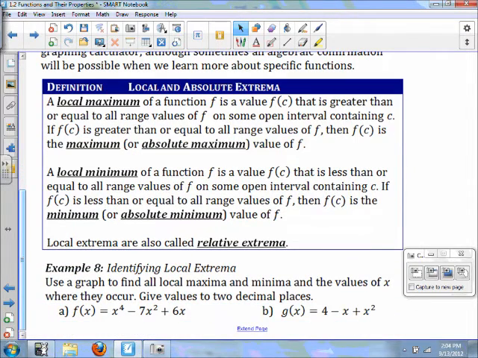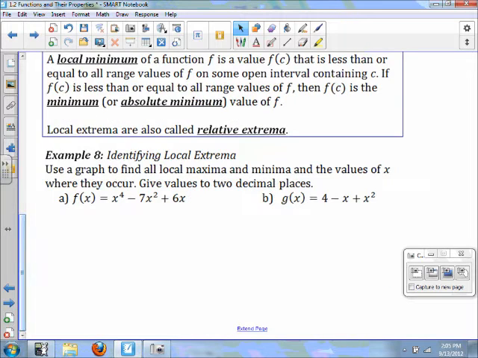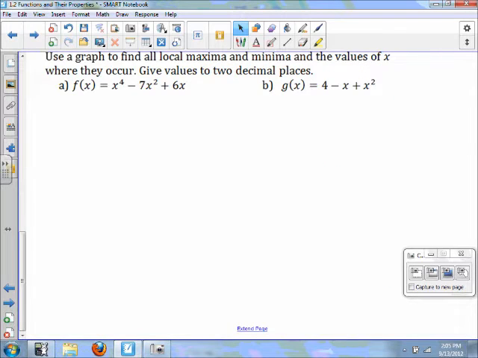Now, a local maximum is a value that is greater than or equal to all range values of f on some open interval containing c. If it's the greatest, it'll be absolute. Same thing with the local minimum. It's going to be less than or equal to all range values on some open interval containing c. If it's the lowest, it'll be considered the absolute minimum. Local extrema are also called relative extrema. We'll use those words interchangeably.